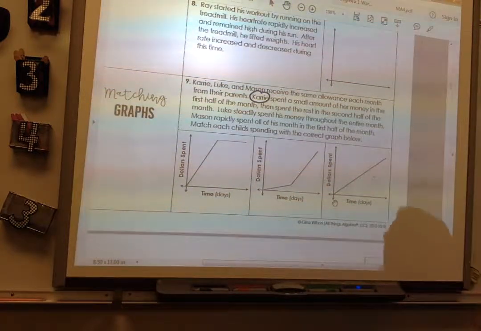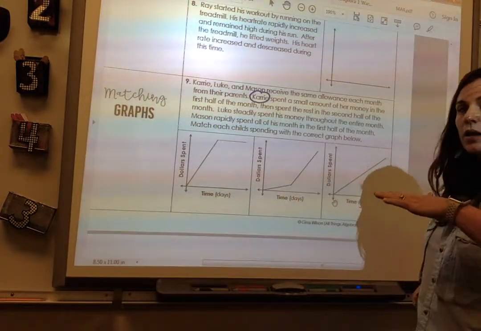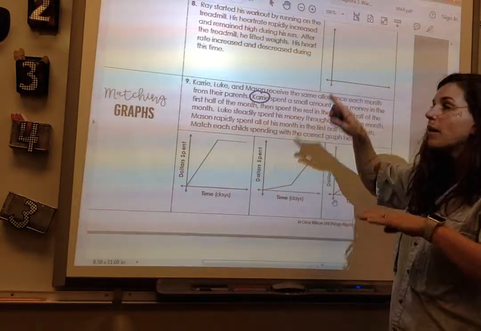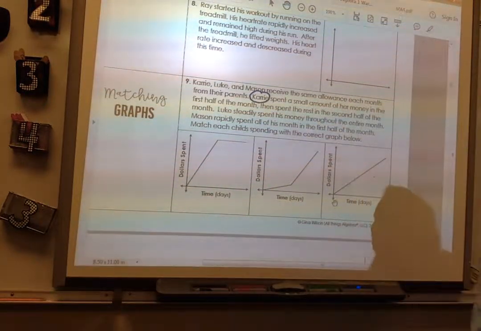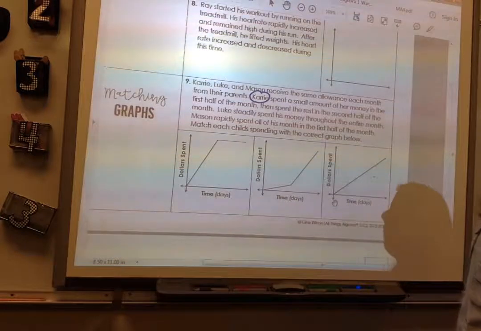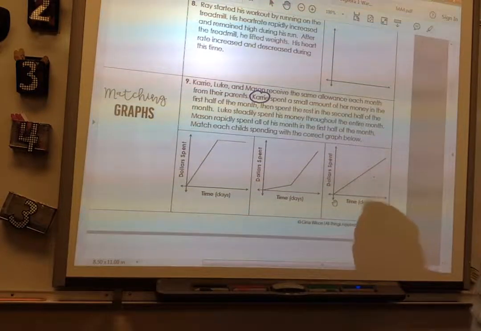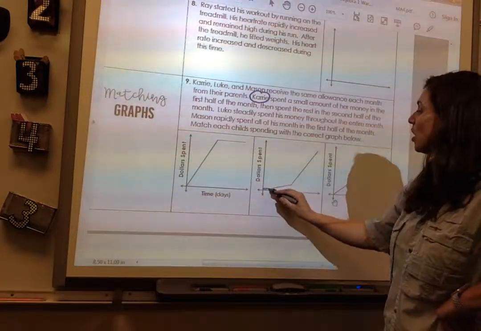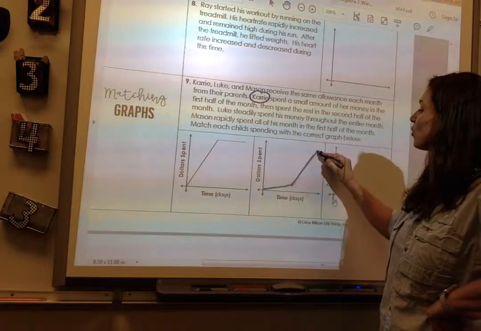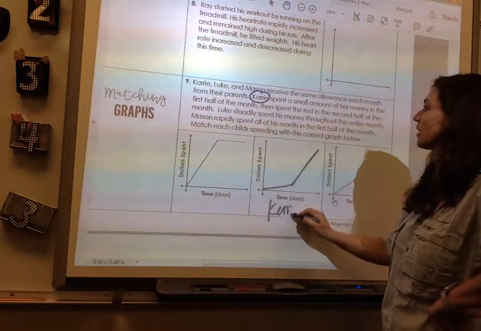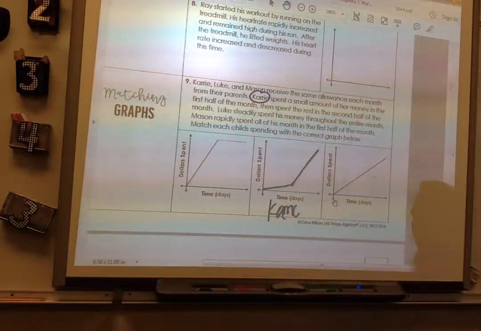Carrie spent a small amount of money in the first half of the month, then spent the rest in the second half of the month. So she's spending a small amount in the first half, and a lot the rest of the month. Luke steadily spent his money throughout the entire month. Mason rapidly spent all of his money in the first half of the month, and then he was done. So Carrie spent a small amount, and then she increased it in the second. So this is going to belong to Carrie. I spelled your name wrong, Carrie.